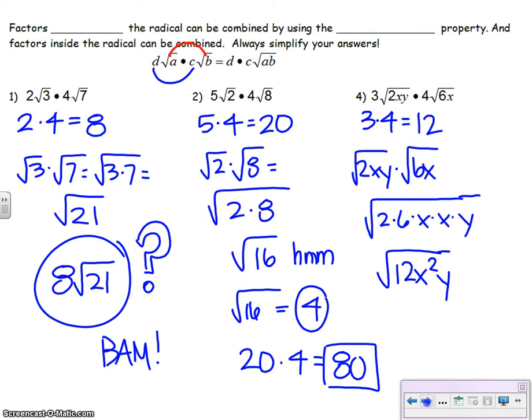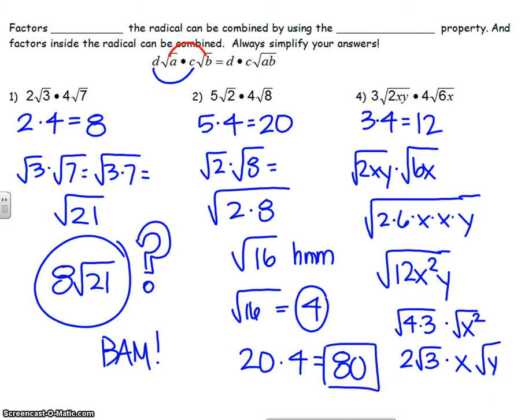Now, if we try to write this as 12 times the square root of 12x squared y, that's not going to be all the way correct because we can simplify 12 and we can simplify x squared. So the square root of 12 simplifies to the square root of 4 times 3, which is 2 square root of 3. And the square root of x squared, that is a perfect square, so that just simplifies to x. And the square root of y is just the square root of y.